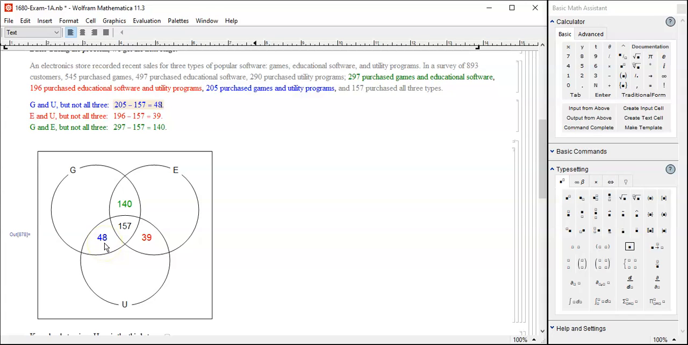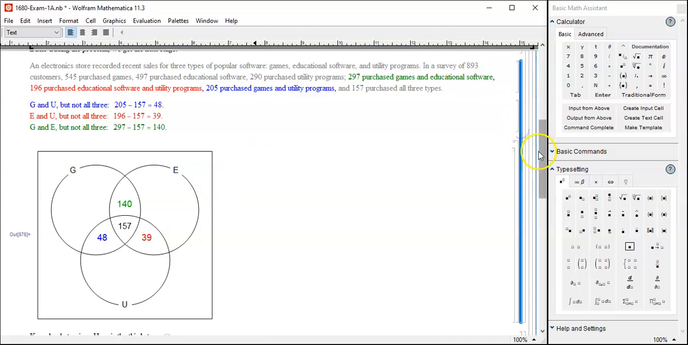Next, let's go to red. Educational software and utility. E and U, that's this football, the entire football. That's 196. Among them, 157 is already there. So how many do I have over here? We need this subtraction. Likewise, 297 minus 157, that subtraction yields 140 here.